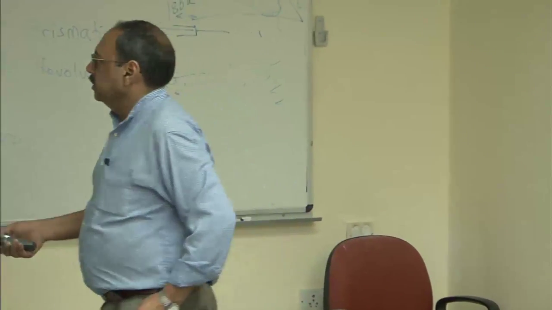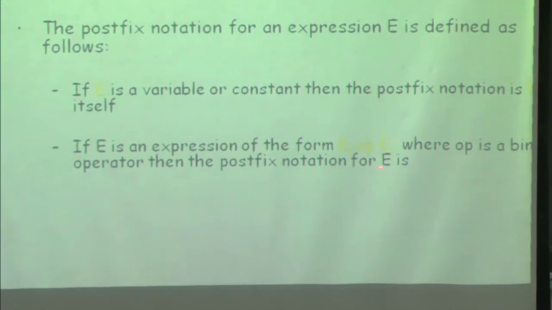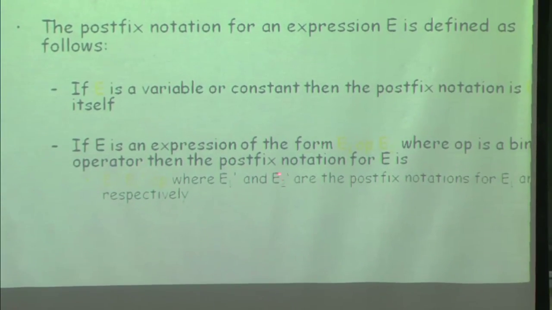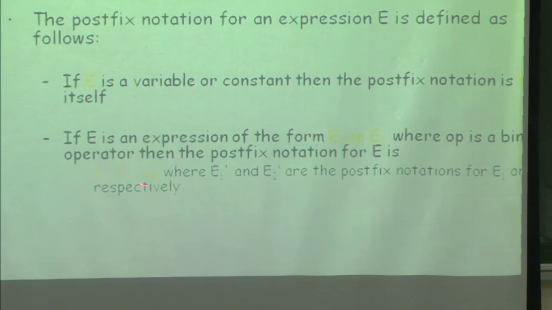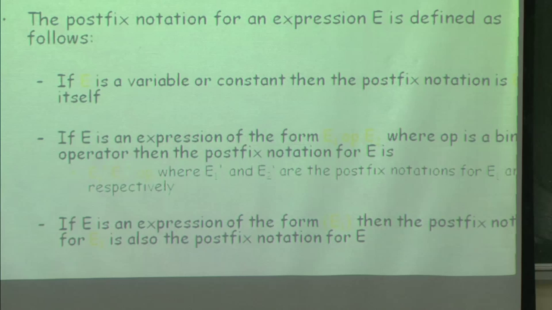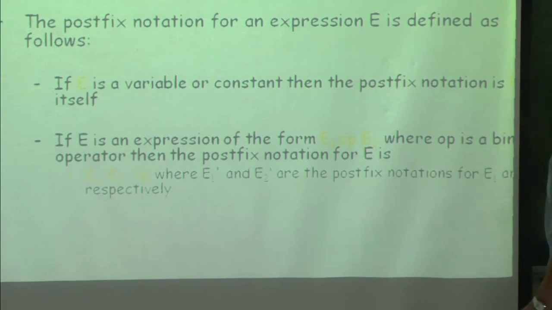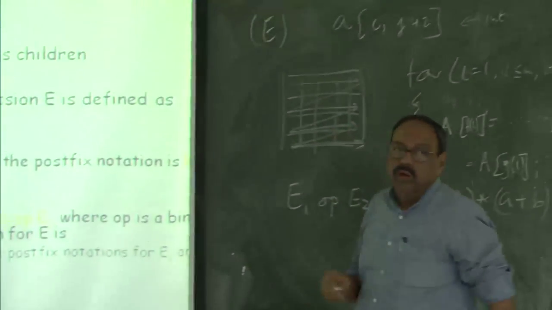Okay? So if E is an expression of this form which says E1 op E2, then postfix of this is going to be E1 prime E2 prime op, where E1 prime and E2 prime are postfix of E1 and E2. Okay. And if E is an expression of form which is bracketed expression, then what will be postfix of this? If this is of this form, what will be postfix of this?